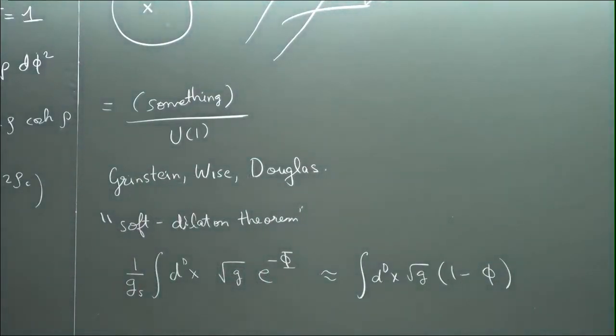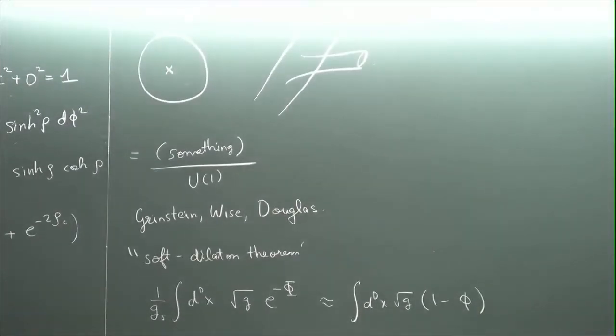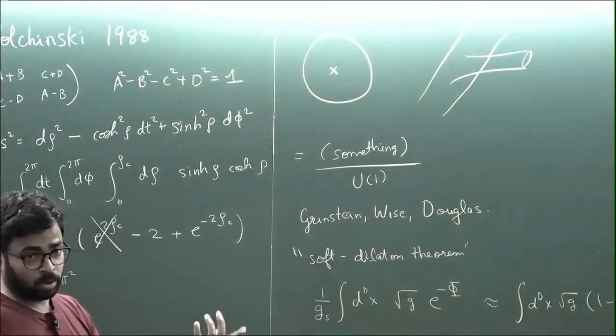You could fix it in the closed string sector also. You could add the canonical kinetic term for it. That you'd have e to the minus 2 phi times. Yeah. So, but the point is, once you fix that convention, this coefficient is fixed by that. And so this procedure of setting the volume of SL2R equals negative pi squared makes this soft dilaton theorem work out. Actually, the story is more interesting.